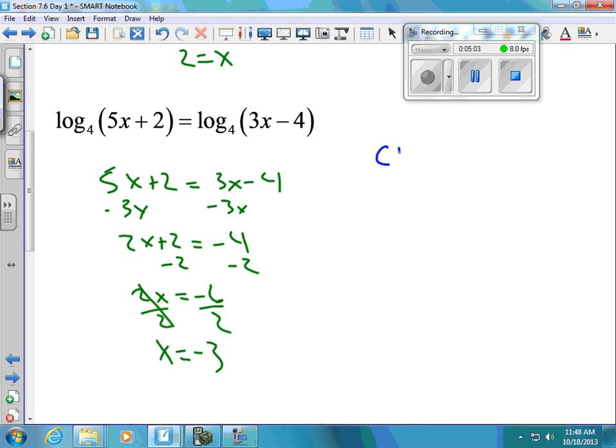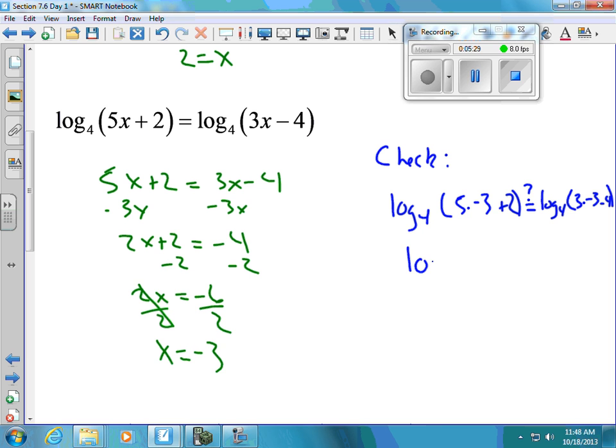So when we check it, we plug -3 back into both sides. Log base 4 of 5 times -3 plus 2. Does that equal log base 4 of 3 times -3 minus 4? So when I plug all that in, 5 times -3, that's -15, plus 2, that's log base 4 of -13. And we get 3 times -3, which is -9, minus 4. That's log base 4 of -13 as well. So we say, okay, everything's good.